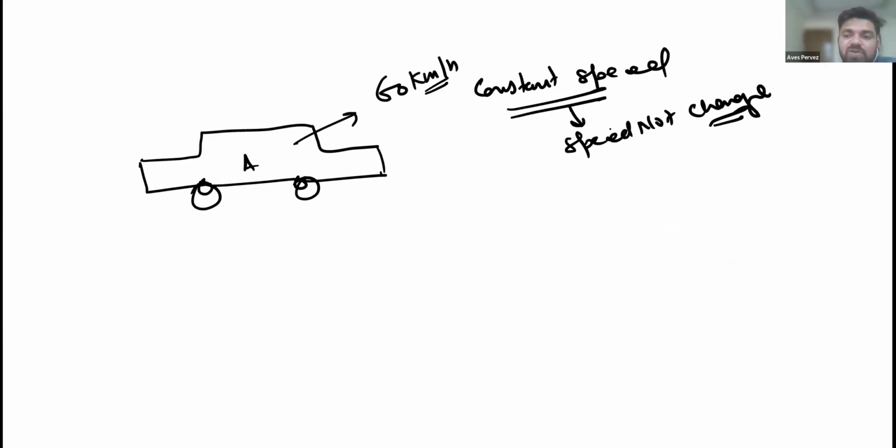Constant speed, or constant velocity, means acceleration is 0. And when acceleration is 0, this is called non-accelerated motion.